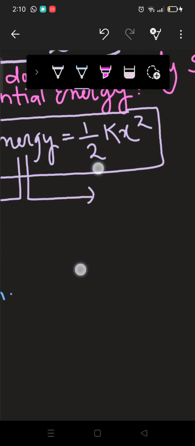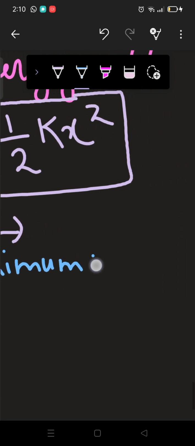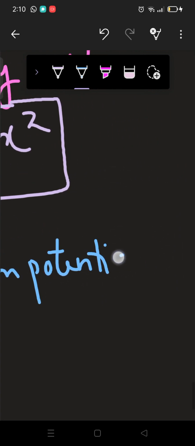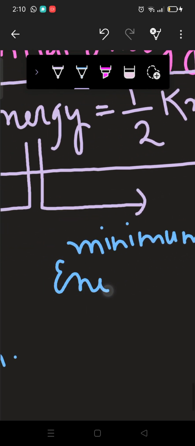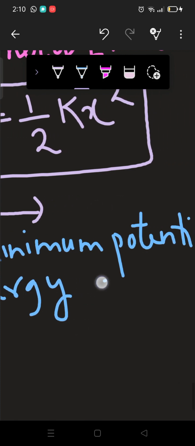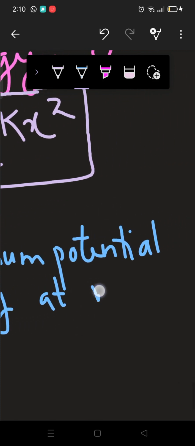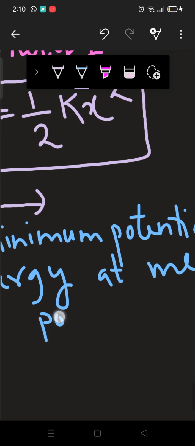And where are we going to have our minimum potential energy? We're going to have minimum potential energy at mean position. Since it will not have covered any displacement, that's why we have minimum potential energy at mean position, right?